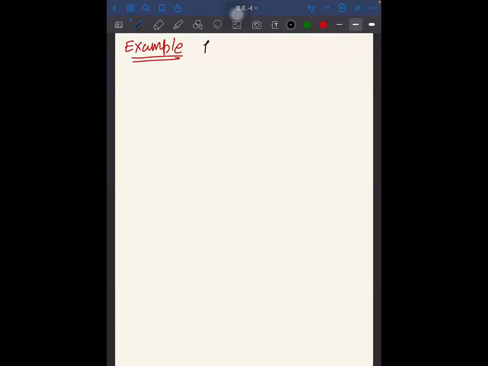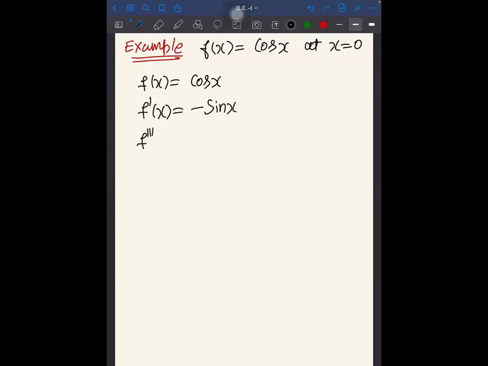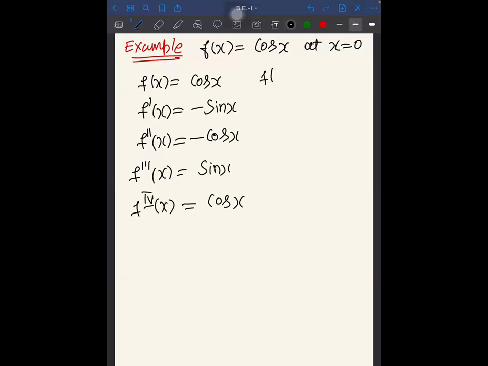So that is your f of x equal to cos x at x equal to 0 again. Now, of course, we will not have constant derivatives this time. So let's start. We have f of x is cos x, f dash x is minus sin x, f double dash x is minus cos x, f triple dash x is sin x, and the fourth derivative is cos x, and we'll keep on doing like this. At 0, this becomes 1, this becomes 0, the double dash becomes minus 1, the triple dash becomes 0, and the fourth becomes 1.